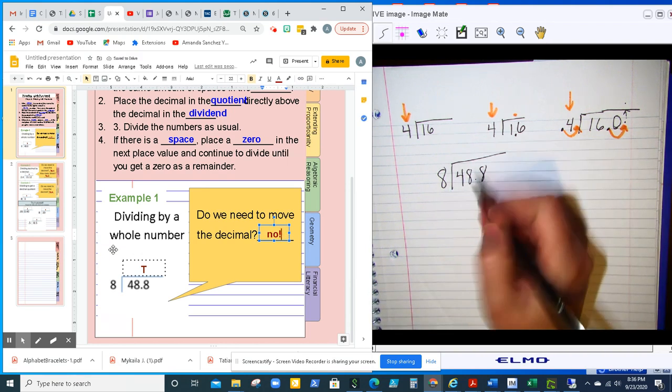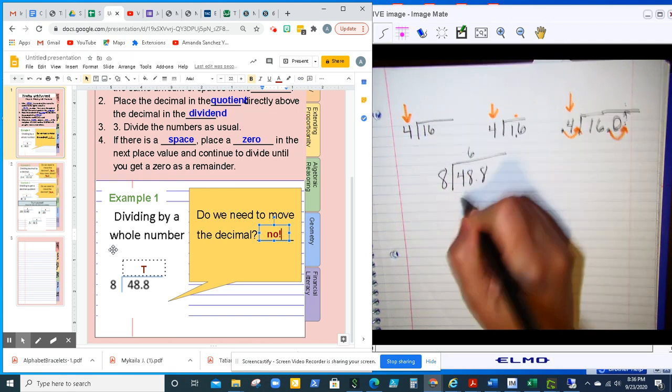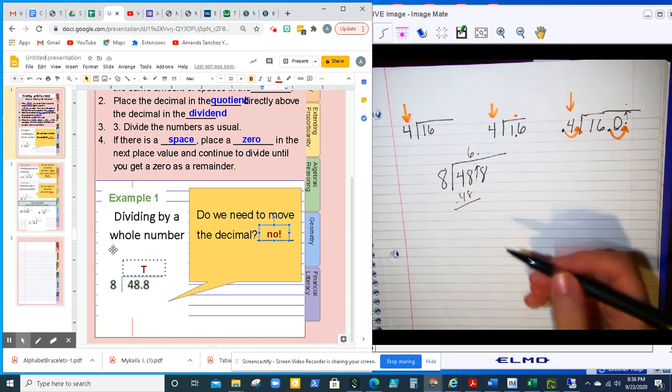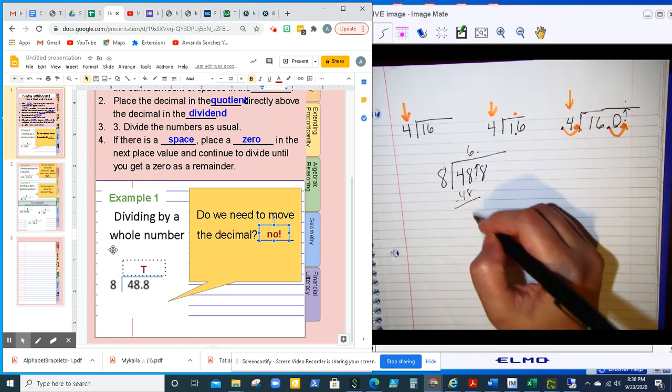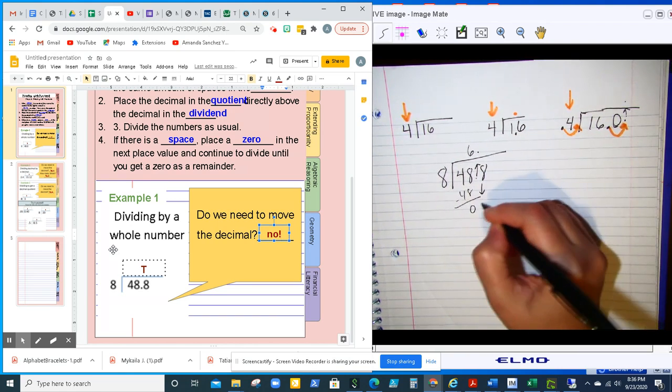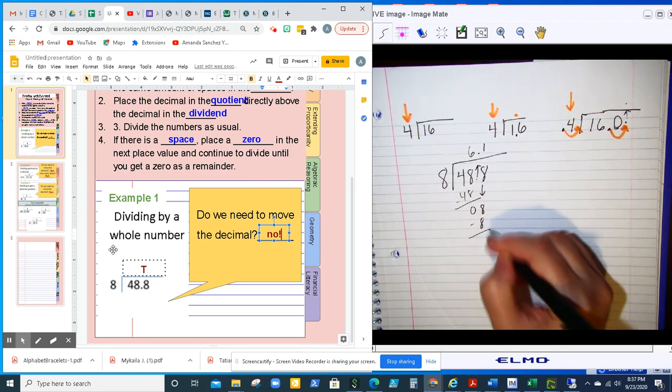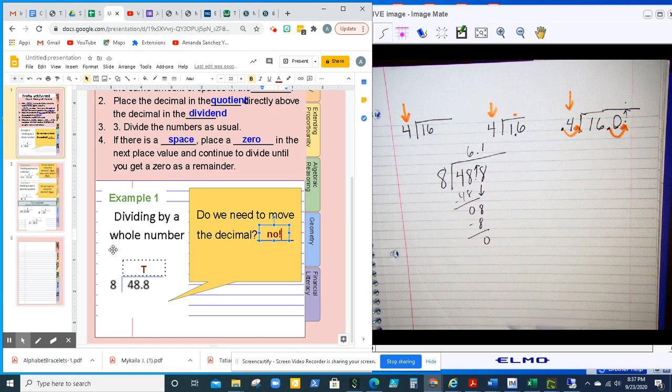So 8 into 48, that would be 6 times. This decimal shoots straight up. You have nothing left over here, so I'm going to put a 0 and drop down my 8. 8 can go into 8 one time, and no remainder. So the answer would be 6.1 or 6 and 1/10.